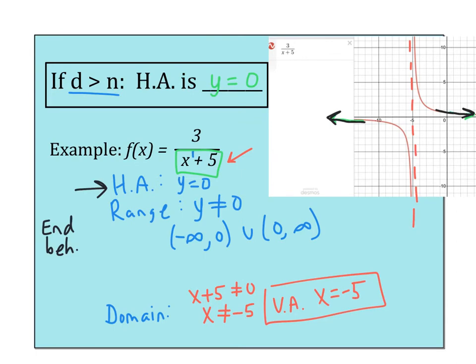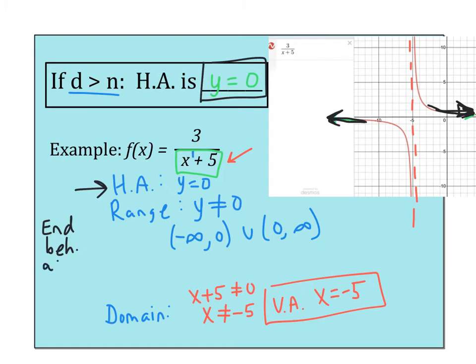Okay, so let's add one last thing. Let's talk about end behavior, right? End behavior is asking, what is the graph doing on the ends? So when you find this horizontal asymptote up here, you're basically saying what the graph is approaching on the ends. That's the exact same thing that end behavior is asking. So the good news is end behavior, horizontal asymptote, and range are very closely related.